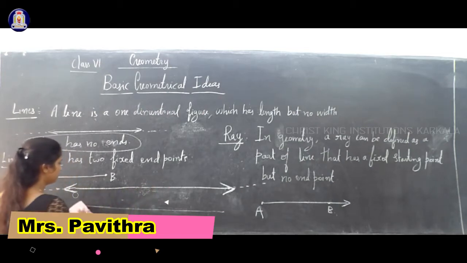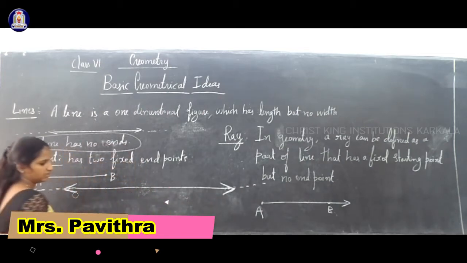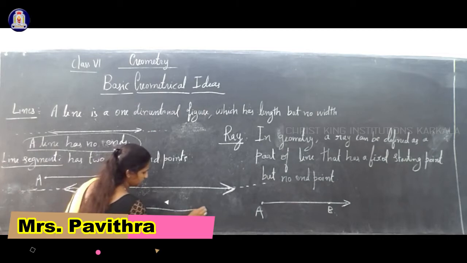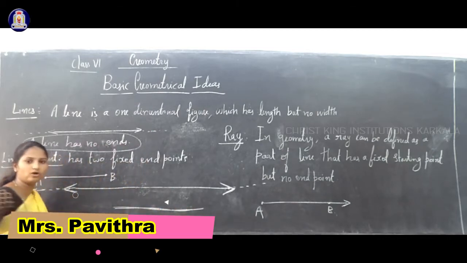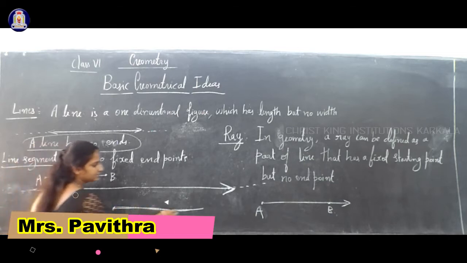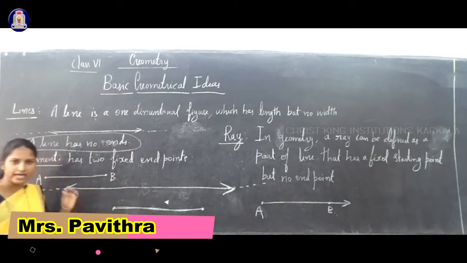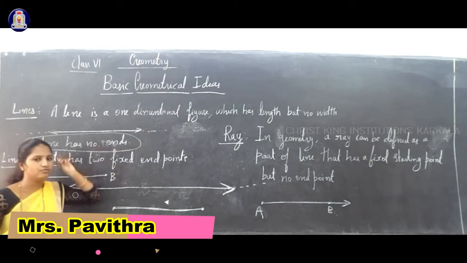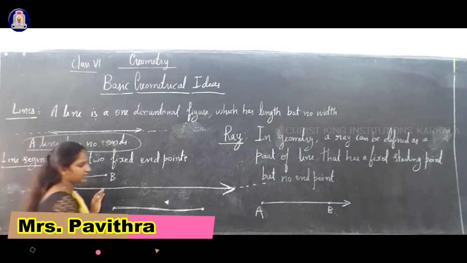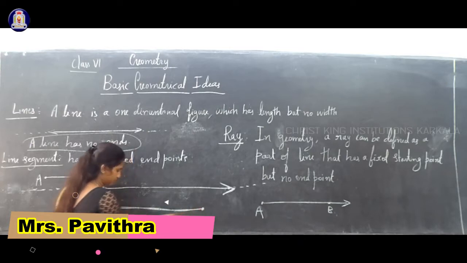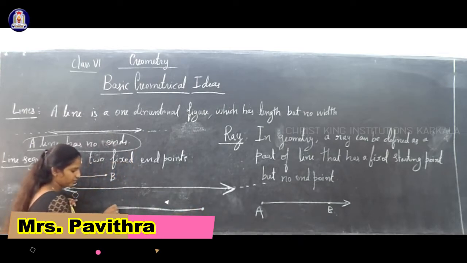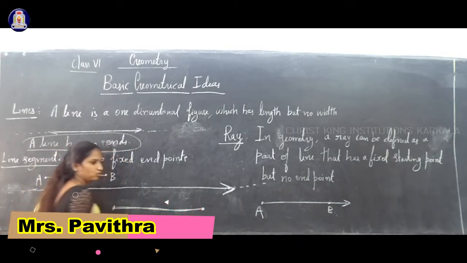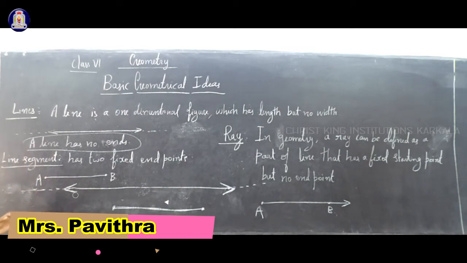If you draw one more line, this is also a line. This is called a line segment, because it has an end point. What is a line segment? A line segment has fixed end points. You cannot extend this. This is a line segment. If you consider this is one point, this is another point. Two end points are there in a line segment.